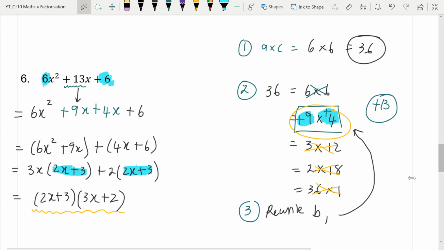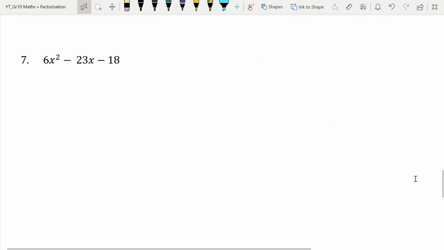Let's practice this together one more time. If we look at 7, we can see that it is a trinomial where our leading coefficient, our a value, is bigger than 1. And by the way, it's always a good idea to check if there is a highest common factor that we can take out. There isn't a common factor between 6 and 23 and 18. So let's factorize this trinomial where our a value is bigger than 1.